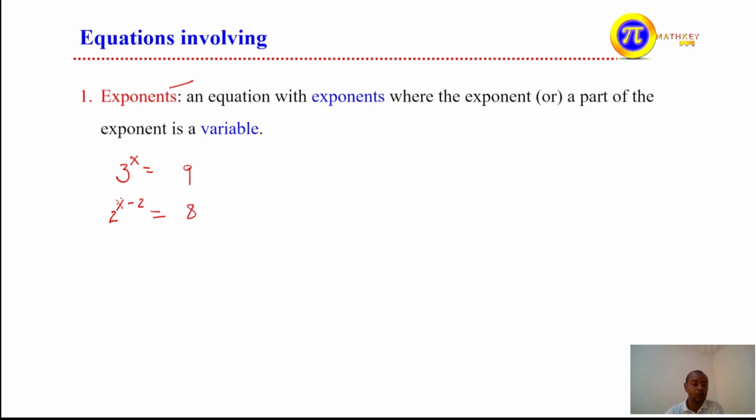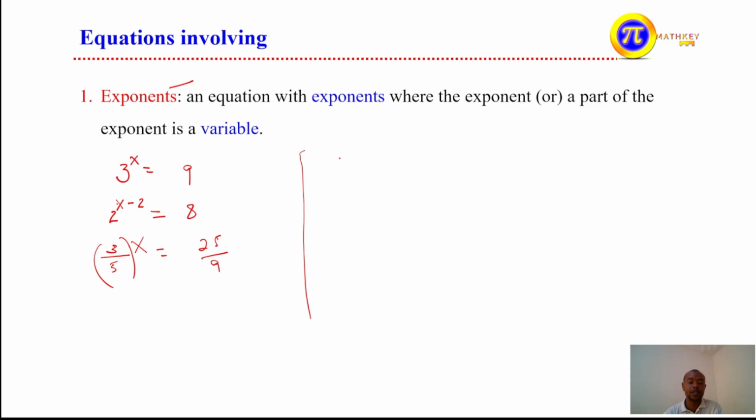Again, the exponent is x minus 2. x is a variable and minus 2 is a constant. So we say that some parts of the exponent are variables, or all may be variables. Here x is the variable and 2 is a constant. Let us consider the other example: 3 over 5 to the power of x is equal to, for instance, 25 over 9. All these are equations involving exponents. So we'll try to solve such problems in different cases.